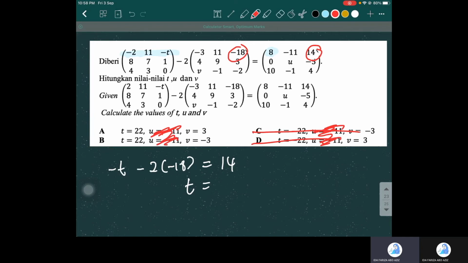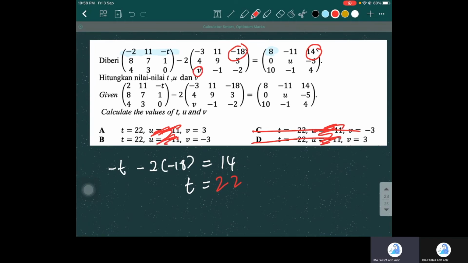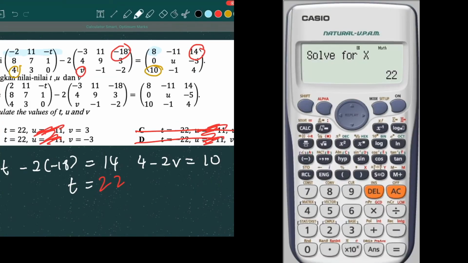Okay, kita akan buat untuk V pula. Untuk V ni, okay, so dapat T equals 22. Okay, so untuk V, kita tengok V duduk kat sini. Oh, sorry, tak nampak warna putih. V duduk kat sini. Dekat elemen 3, 1. So, kita ambil yang tu sahajalah. So, kita tengok untuk 3, 1. Okay, supaya tak tertukar, kita bulatkan semua 3, 1. Okay. So, kita ada 4 minus 2V equal 10. Okay, 4 minus 2V equals 10.